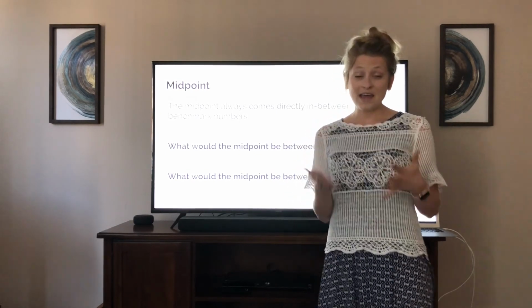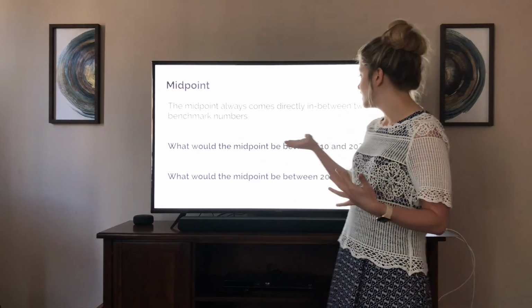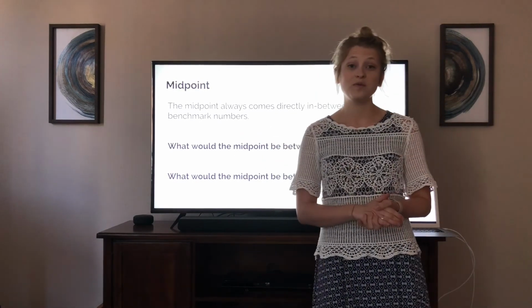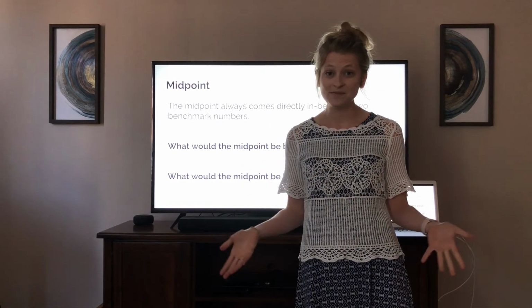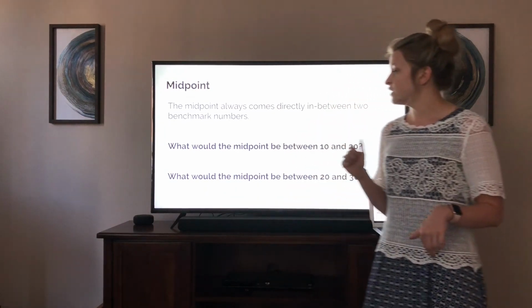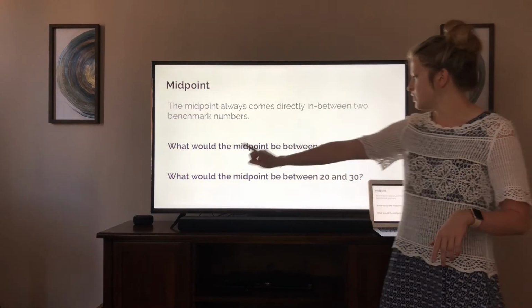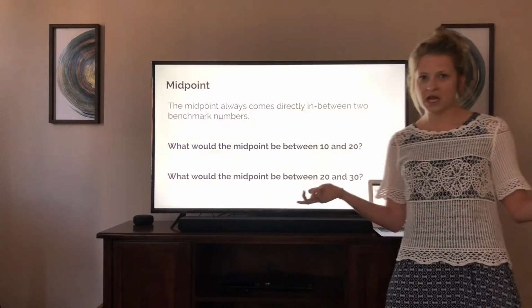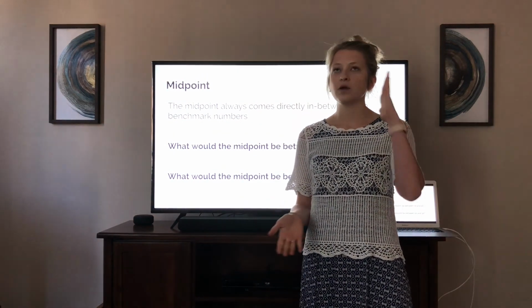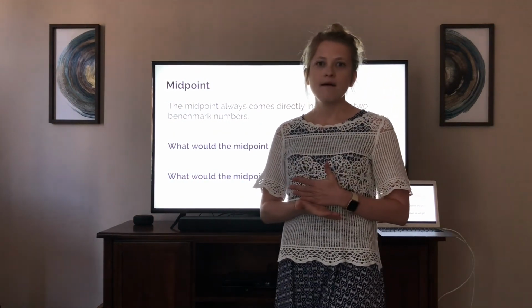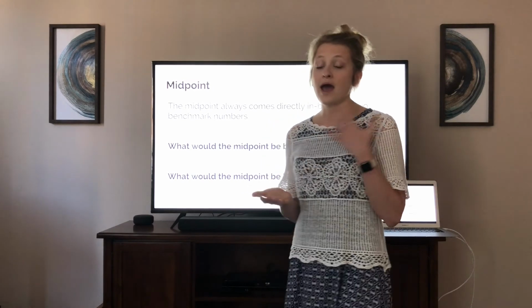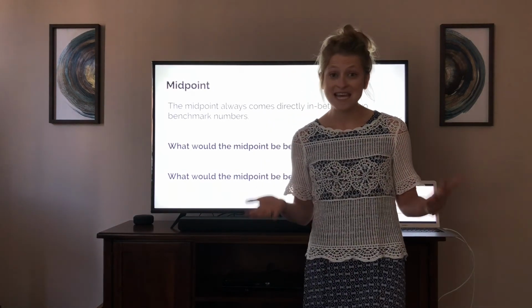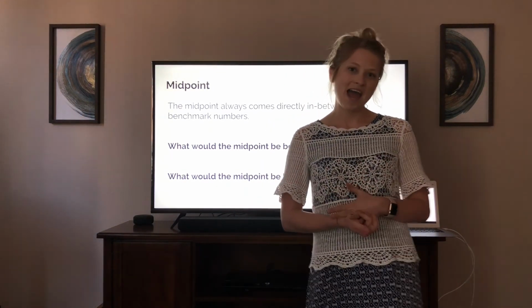The midpoint of 10 and 20 would be 15, hopefully you got that right. So let's think about this one. What would the midpoint be between 20 and 30? Pretty easy. I'm going to think, what is halfway between 20 and 30? Halfway between 20 and 30 is 25.